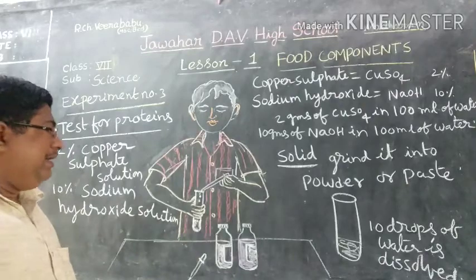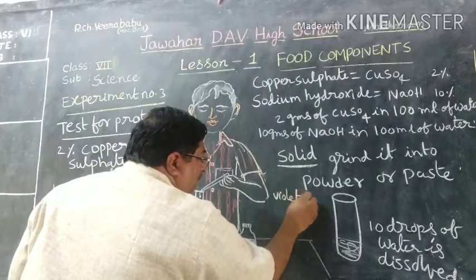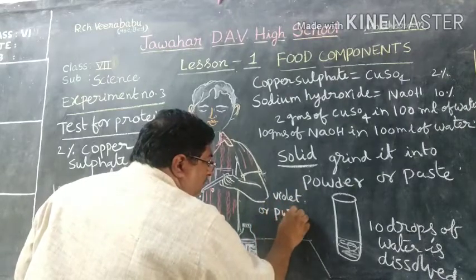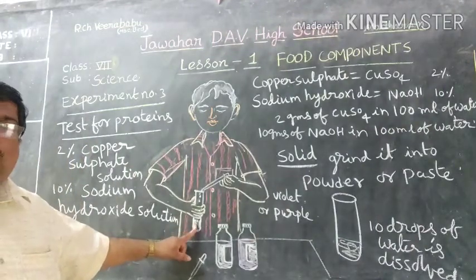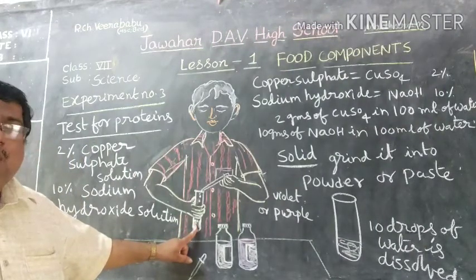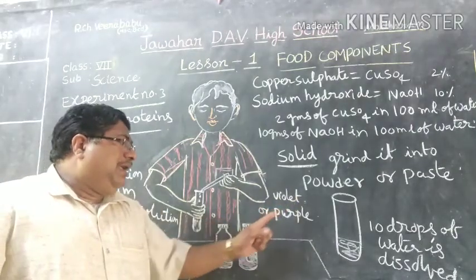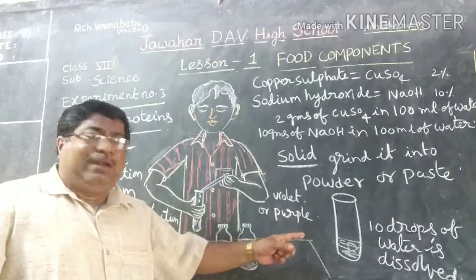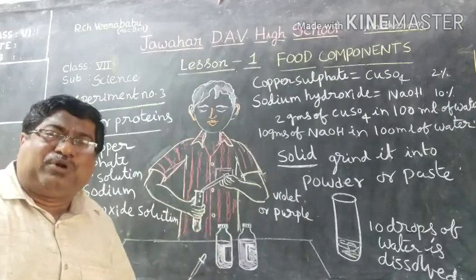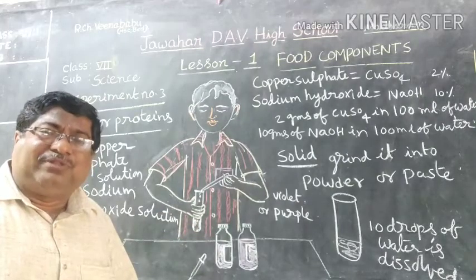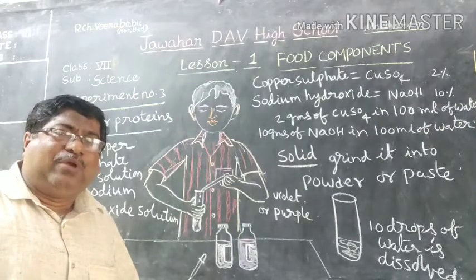Now we can get this color will become violet or purple color. So if in this test tube, if the solution converts into either violet color or purple color, now this solid substance contains proteins. So this confirms the presence of proteins. So like that we have to explain.